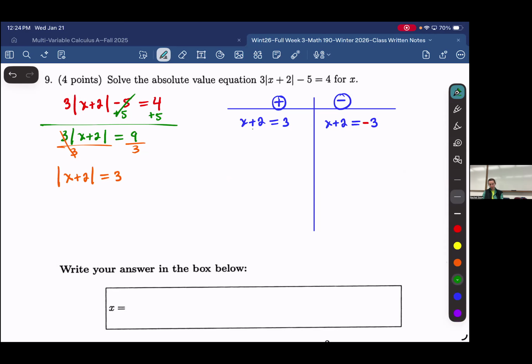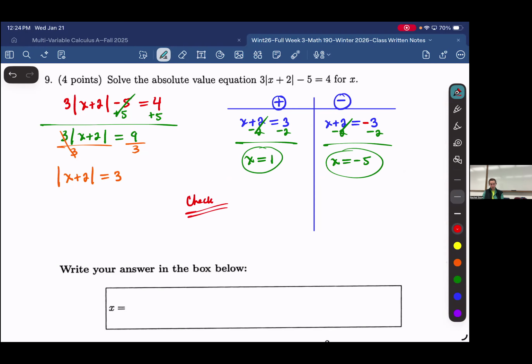And now let's solve. We're going to subtract 2 from both sides in both cases, right? Work it simultaneously to save time. And so you get x is equal to 1 for the positive case and x is equal to -5 for the negative case. And our very last step is we need to check to see if both of these solutions work.